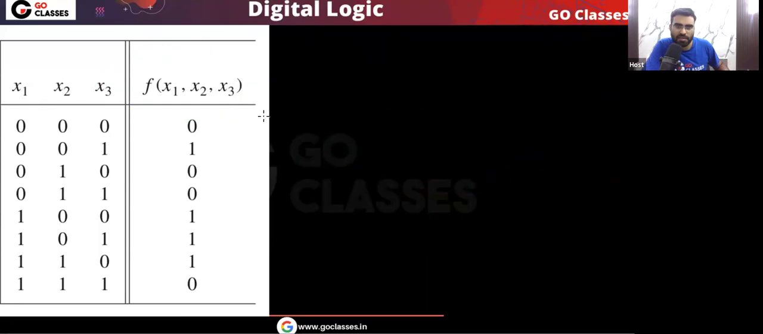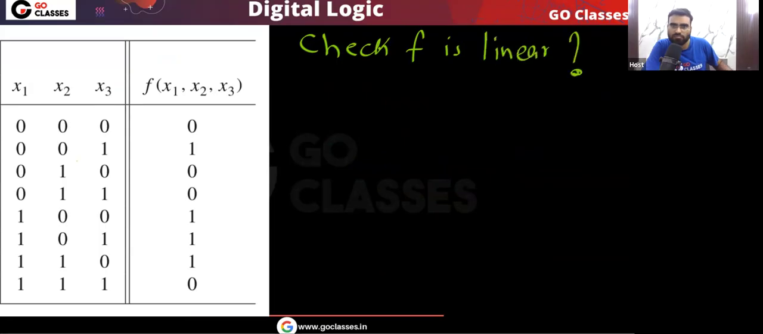Okay, now just check linearity. Now check f is linear or not. So what you will do to check f is linear or not?